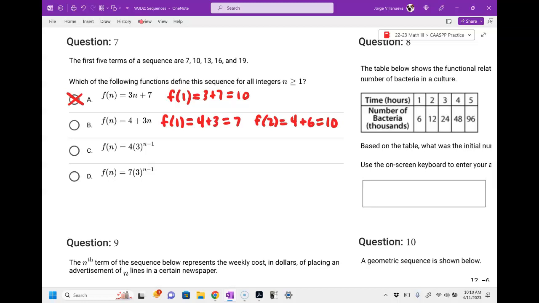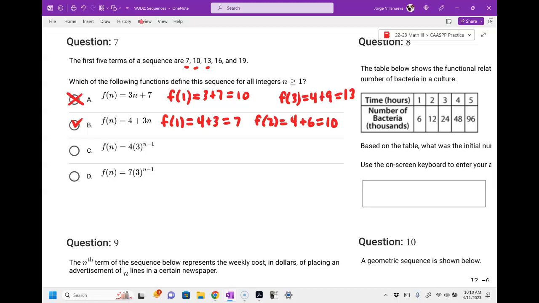Okay? So I'm just going to plug in up here. F of 3, that's 4 plus 3 times 3 is 9. 4 plus 9, 13. Seems to be following the pattern. My answer is B.